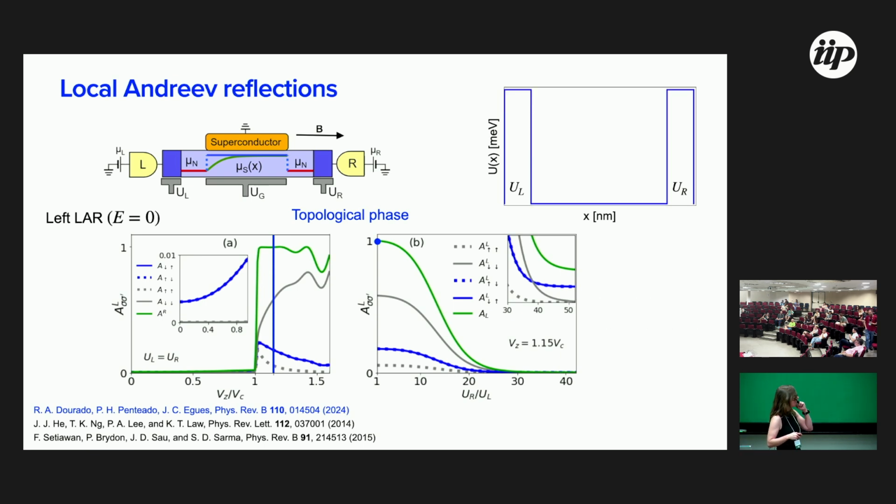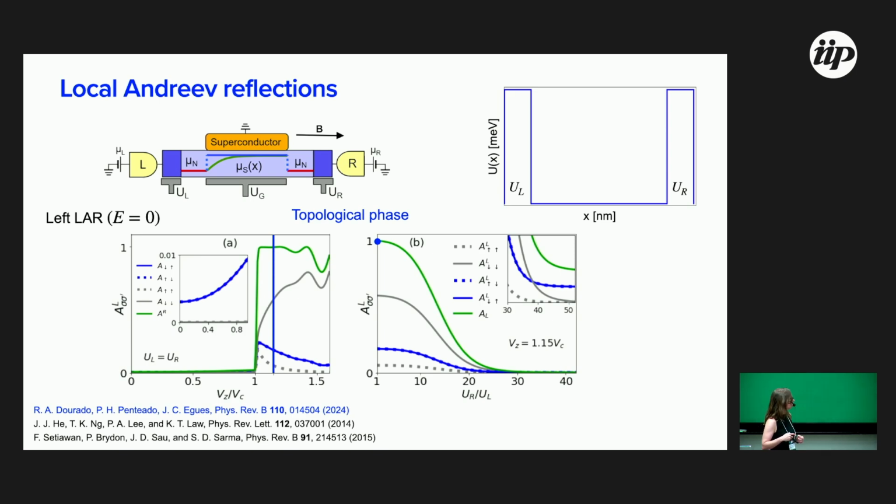So this is just to show how the processes, specifically for the local undriven reflection, vary with the magnetic field. Before the transition, it's the usual up and down spin undriven reflection that contributes as usual. But once you reach the topological phase, now you have more processes like same spin undriven reflection. And this is just to show how each of these processes varies when I'm varying the barriers here.